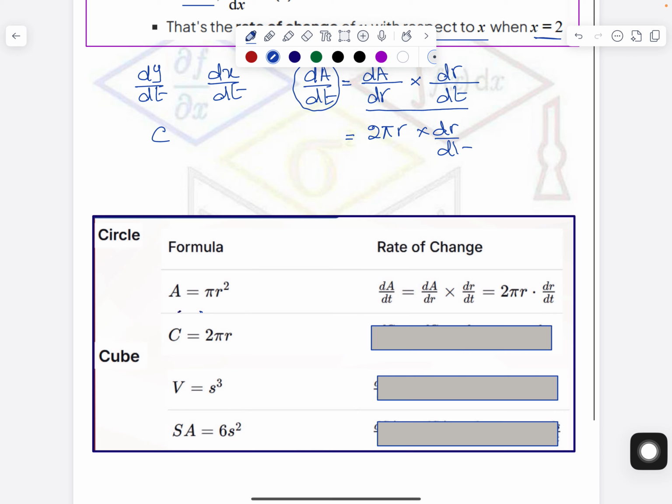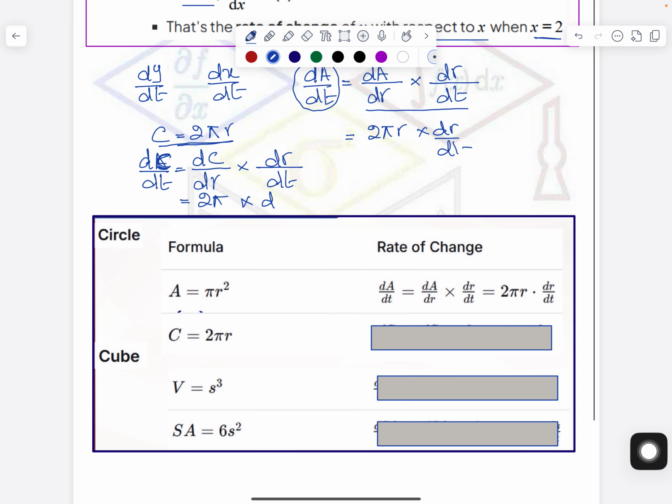So for example, I have C equals 2 pi r and I have to find the rate of change of circumference, which means it is dC over dt. Now I have to make a chain rule here because C is connected through r. So it will be dC with respect to r, and r with respect to t. Then differentiation of C with respect to r means you differentiate this function, so it will be 2 pi.